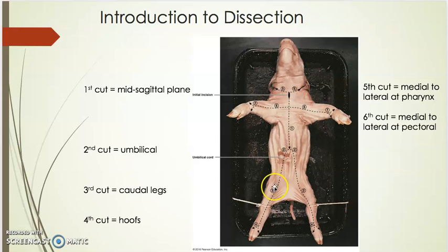Third cut goes caudally toward the tail and down the legs. All right, caudally toward the tail. Fourth cut, down by the hooves. Fifth cut, medial to lateral at the pharynx, which is the throat. Medial to lateral at the pharynx, the throat. Last cut in the pectoral region goes medial to lateral at the pectoral region.